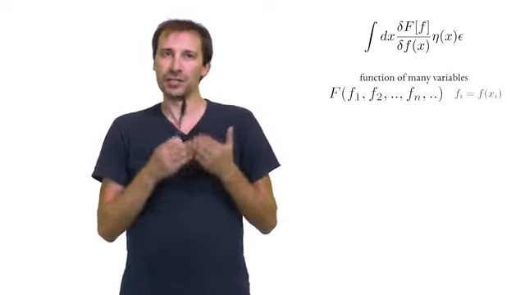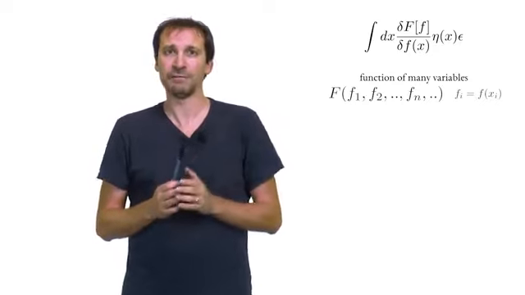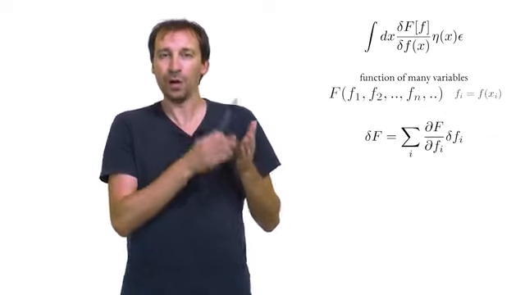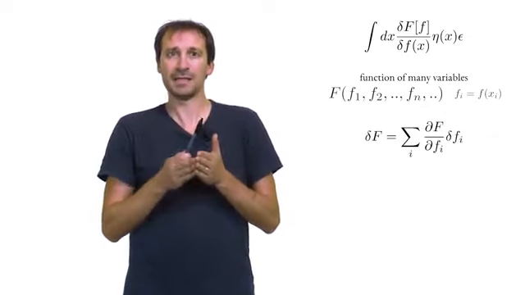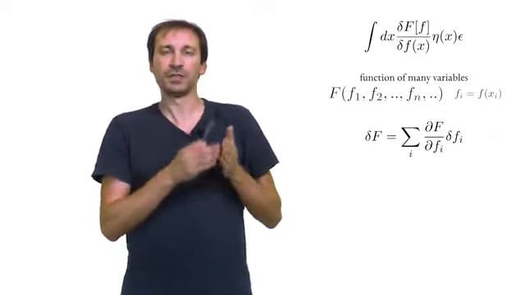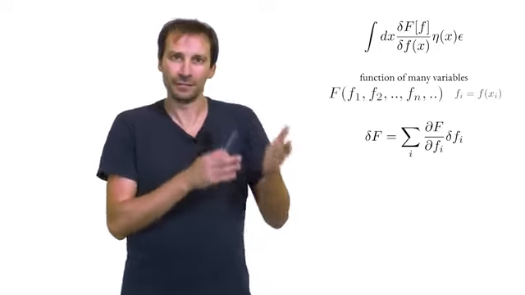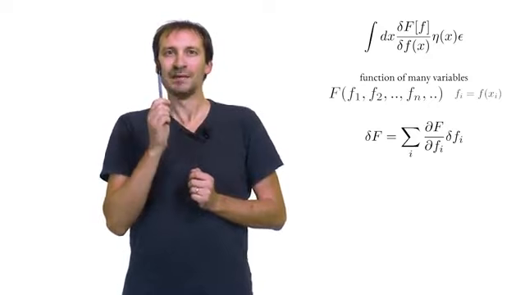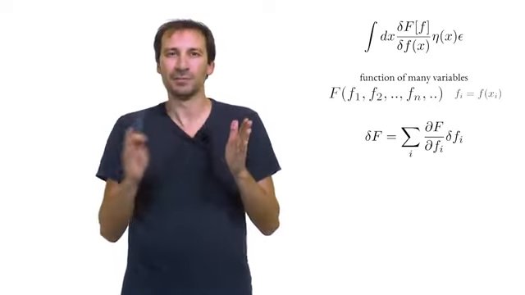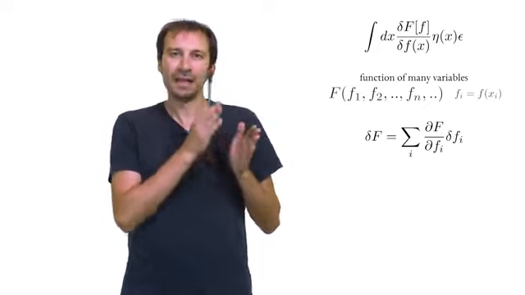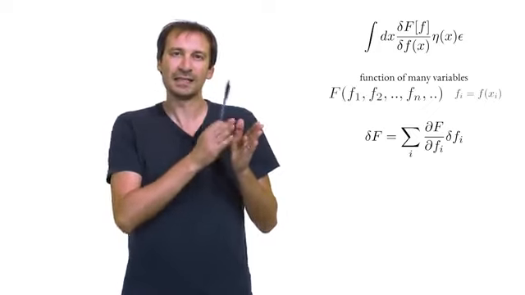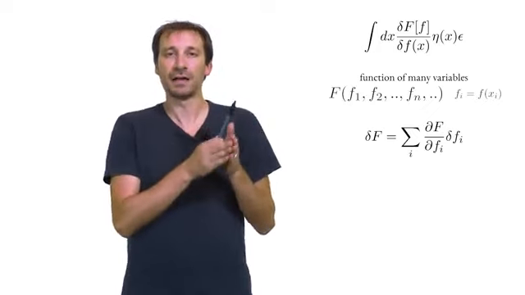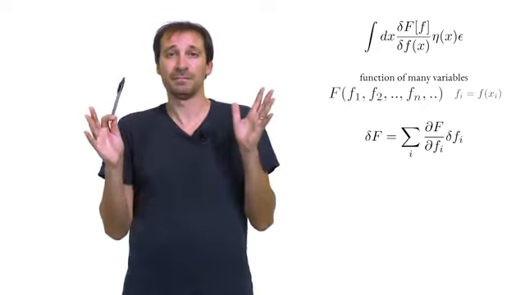If we want to write the generic variation of capital F, we have to consider the variation of f with respect to all its variables, which implies the partial derivative with respect to f1, f2, all variables. Now, and here is the trick. Imagine that you have so many variables in your function that instead of labeling them with discrete i's, 1, 2, 3, and so on, you use a continuous variable x, because there are so many.